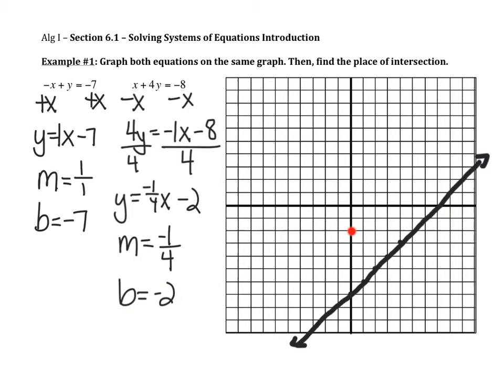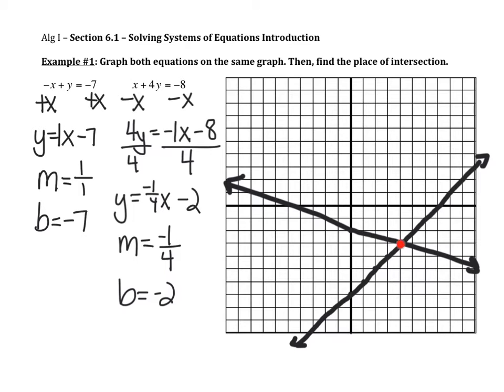I would go to negative 2 first, then I'm going to go down 1 and to the right 4. So you can see here, when I go to negative 2 and down 1 and to the right 1, 2, 3, 4, I actually end up on our first line. So when I connect those 2 points with a nice straight long line, we see that the two lines intersect at this ordered pair. Remember, our goal was to find the place of intersection.